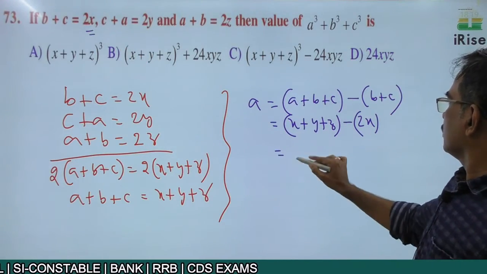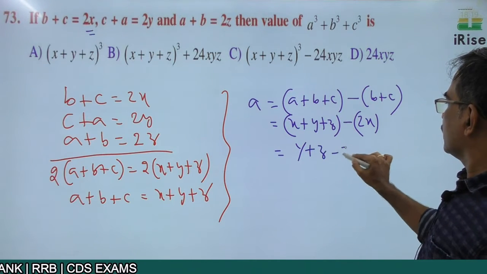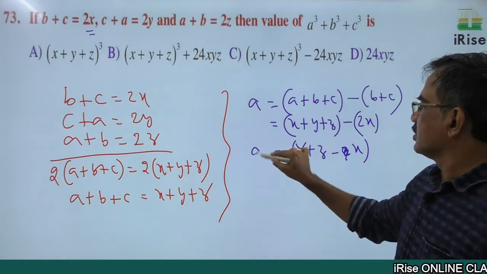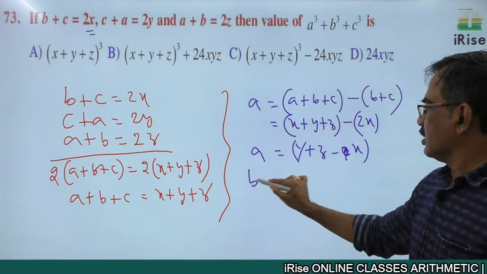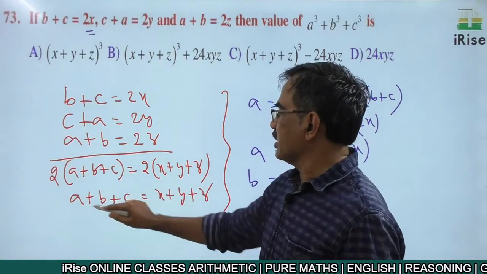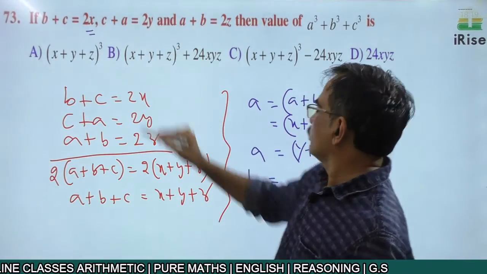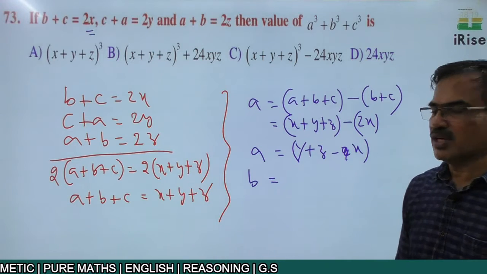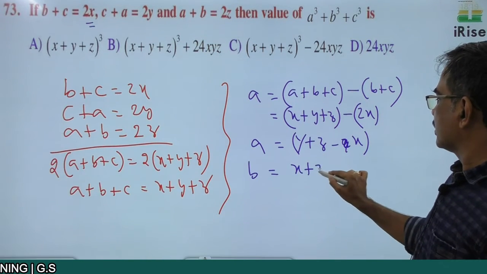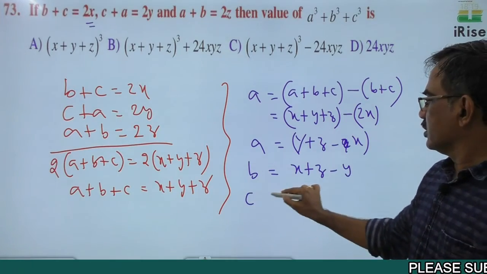So this is nothing but y plus z minus 2x, y plus z minus x. This is A. Similarly, what is B? B is nothing but a plus b plus c minus (a plus c). a plus c is 2y. So x plus y plus z minus 2y, therefore that is nothing but x plus z minus y.